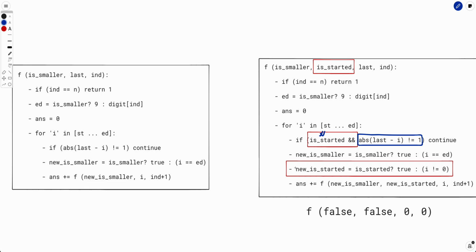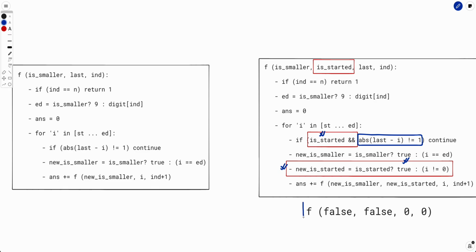Now, with this, one small change would be, you have to keep updating is started as well. And what is the logic? Logic is whether you have found any non-zero digit or not. So if you have already found a non-zero digit, then it's fine. The number is already started. If you haven't found a non-zero digit, and if the current I is non-zero, then only is started will be true. Otherwise, it will be false, right? So hope this point also makes sense.